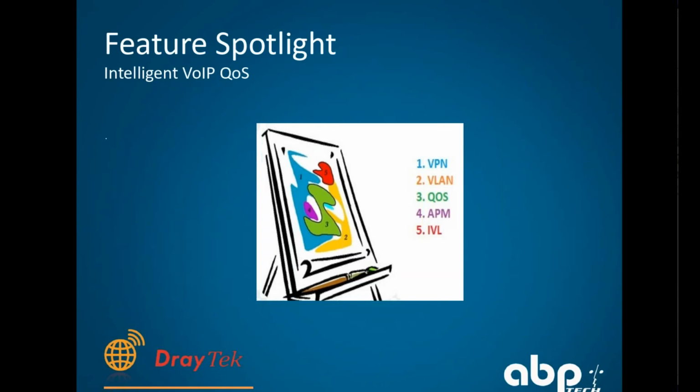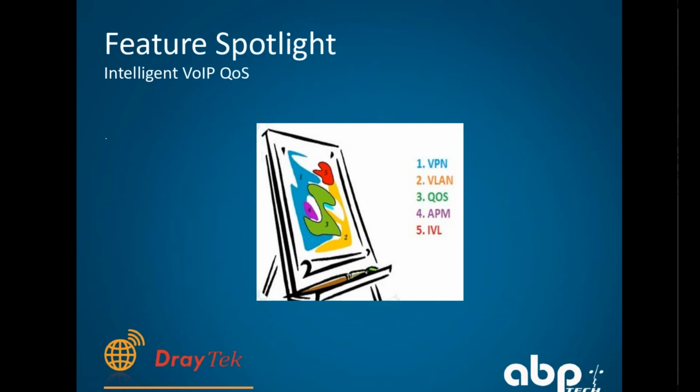Before we move on to the demo, another important feature I would like to mention is the intelligent VoIP QoS. QoS is essential for making sure time-sensitive traffic like VoIP is prioritized over other traffic. For example, if someone is streaming video in your network, you don't want your voice calls to suffer because of that. Or if someone just decided to sync their Dropbox.